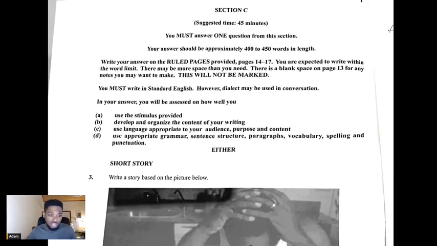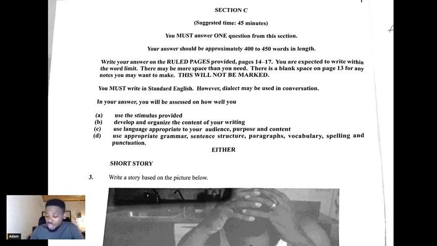Section C. So let's do a quick overview of section C and what they are looking for. First thing, suggested time 45 minutes. That's more time than we get for the other sections. And that's because we're going to be writing a lot of words, basically 400 to 450 words. That's a longer piece of writing than we do anywhere else on the paper, right?